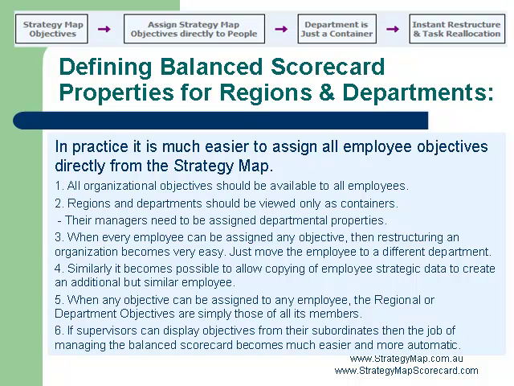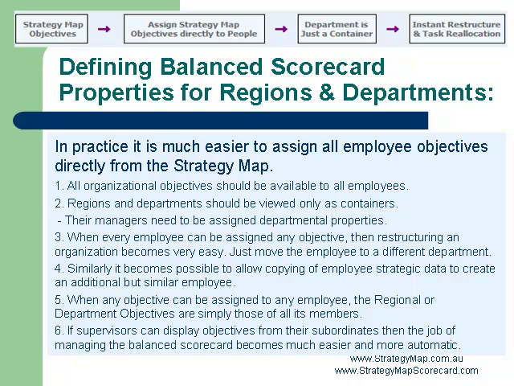All organisational objectives should be available to all employees. Regions and departments should only be viewed as containers, and their managers need to be assigned departmental properties. When every employee can be assigned any objective, then restructuring an organisation becomes very easy, just by moving the employee to a new or different department. Similarly, it becomes possible to allow copying of employee strategic data to create an additional but similar employee.